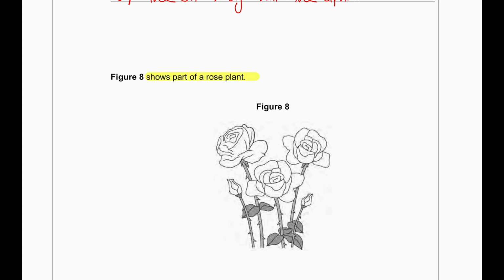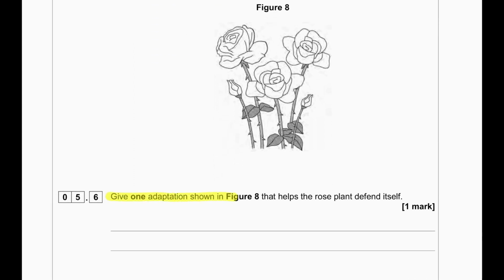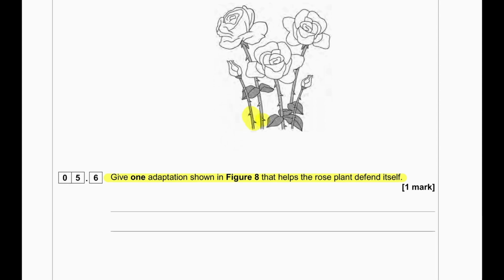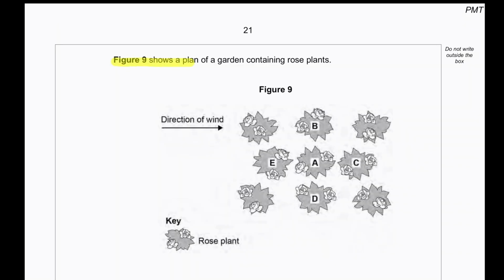Figure 8 shows part of a rose plant. Give one adaptation shown in figure 8 that helps the rose plant defend itself. We can see in the diagram that the rose plant has thorns. So the thorns will prevent it from getting eaten by herbivorous animals. Figure 9 shows a plan of a garden containing rose plants. We can see the direction of the wind flowing, and we can see the rose plants.